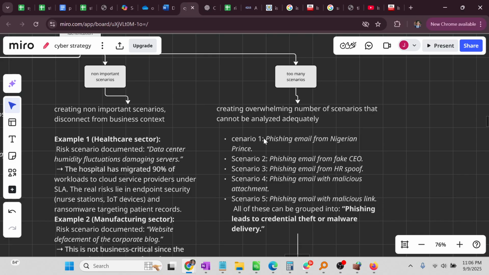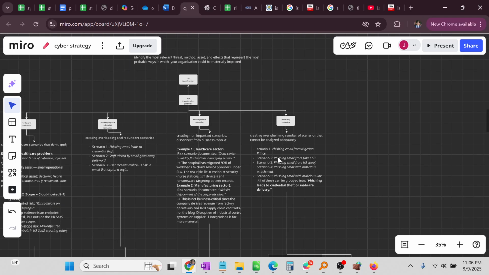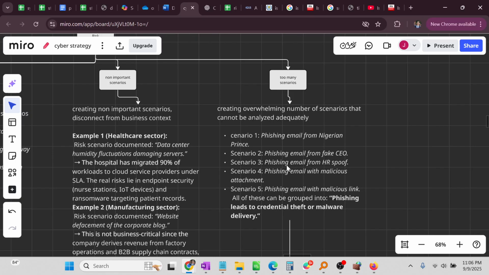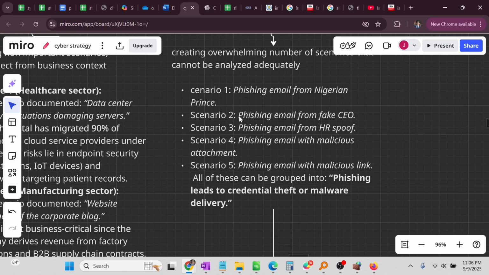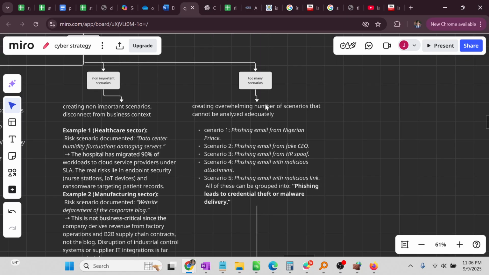So some of the scenarios could be relevant. They may not be redundant. They may be important scenarios, but you are just going too detailed, or the scope is not clear. Instead of saying this, you could group all these things together, which is the phishing email from fake CEO. Instead of splitting this into five scenarios, you could just group them into phishing leads to credential theft or malware delivery. So this is too many scenarios.